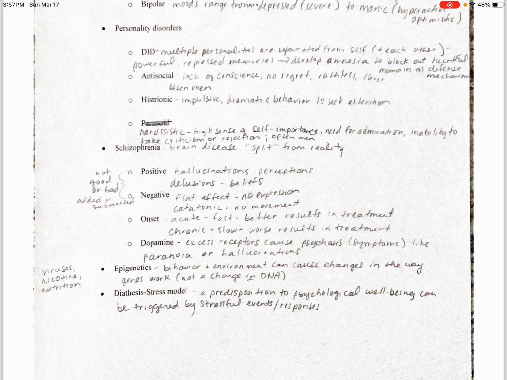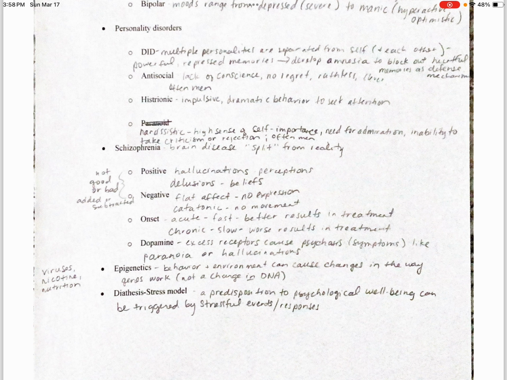Dopamine. We know that the biggest key to understanding schizophrenia is that there's an excess of dopamine receptors which cause the psychoses, these symptoms, like paranoia or hallucinations. And so schizophrenia for sure needs to use the medical model. Antipsychotic drugs are the first line of defense. Talk therapy doesn't really work. Hospitalization can actually be very effective in treating the symptoms of psychoses. So the dopamine is really an important part of it.